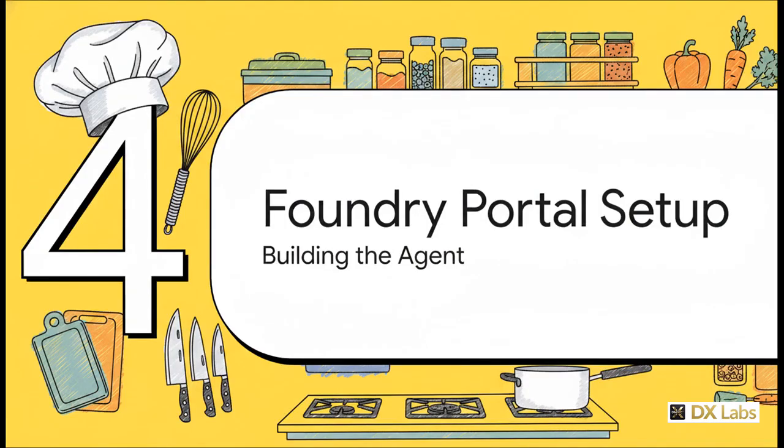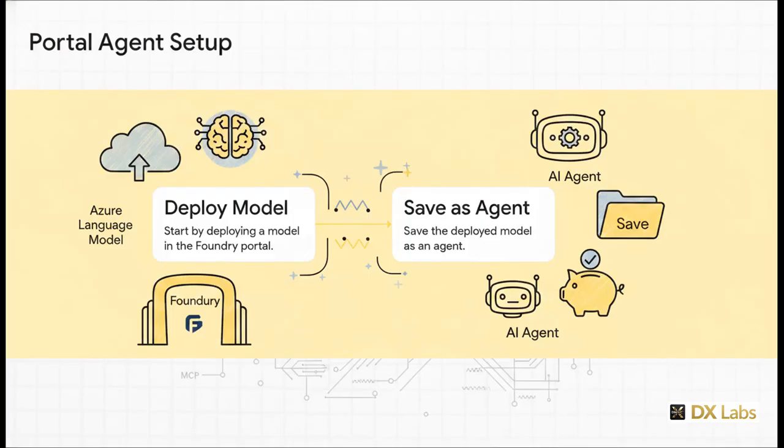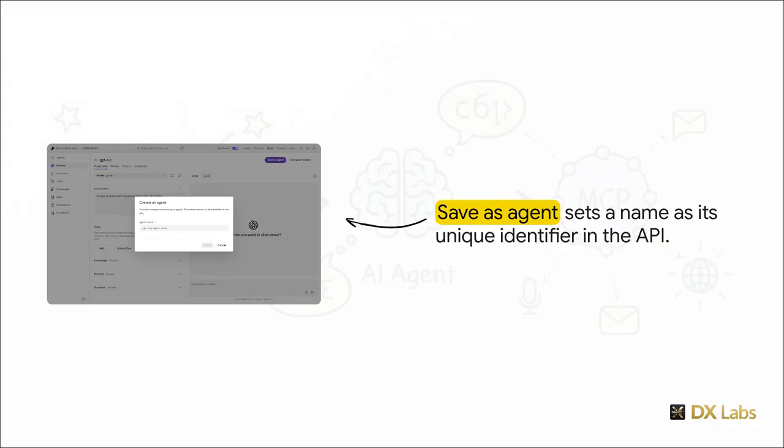Section 4. Foundry Portal Agent Setup. Building the agent. Setting this up is exactly like creating a beautifully clean workstation in our professional kitchen before we start cooking. To build an agent that uses Azure Language, you always start in the Foundry portal by deploying a model. That's step 1. Once your base model is deployed, your second step is just to save it as an agent. Simple as that. Up in the top right corner of the playground, you'll see a purple button labeled Save as Agent. Clicking this brings up the Create an Agent dialog, where you just provide an agent name.